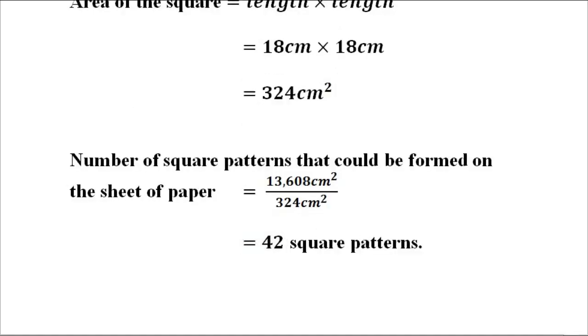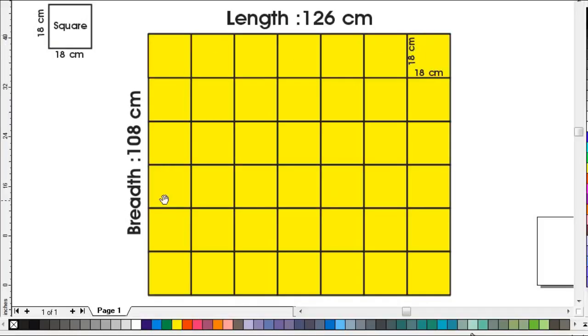Therefore, the least number of square sheets required to cover the rectangular sheet is 42. Here is the rectangular sheet, and we can cover the rectangular sheet with 42 squares. The total number of these squares is 42.